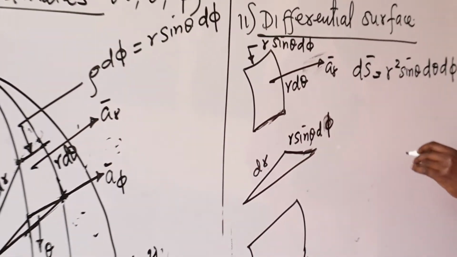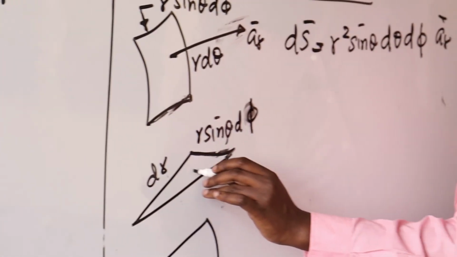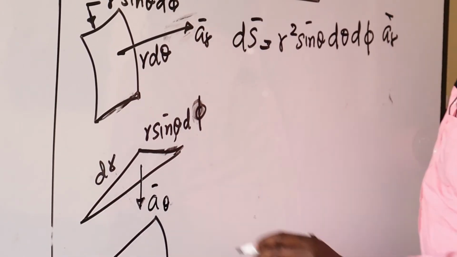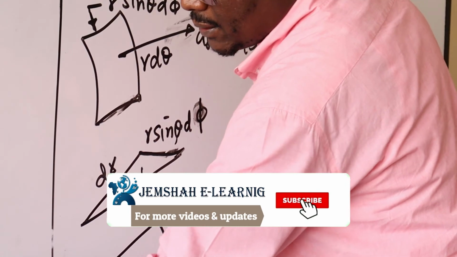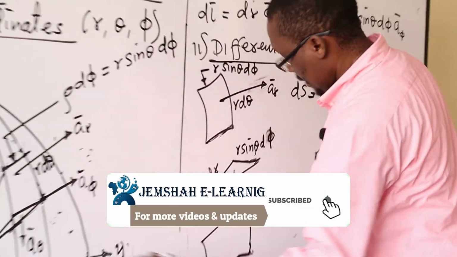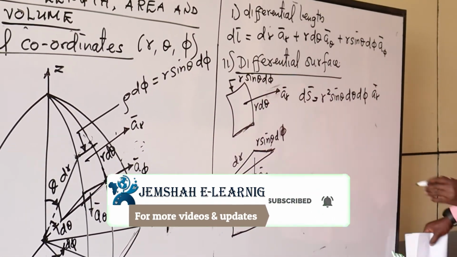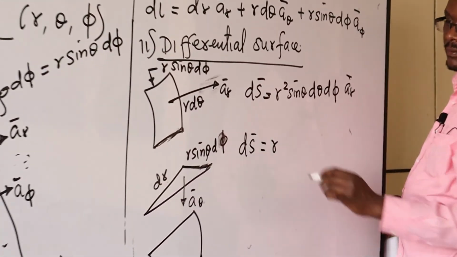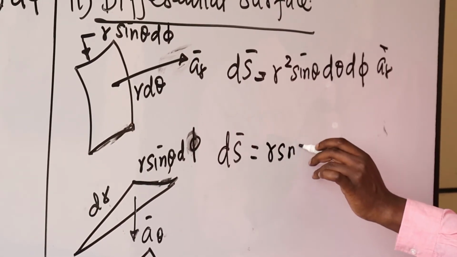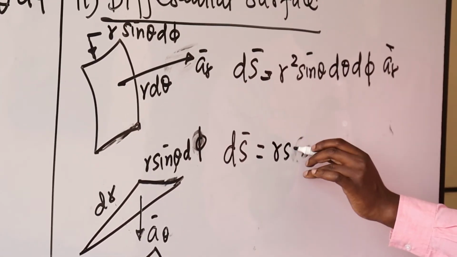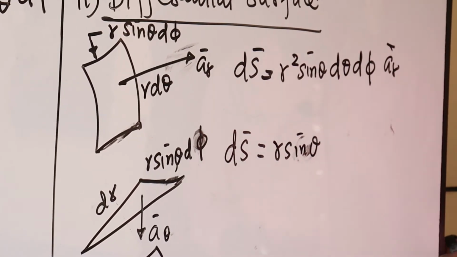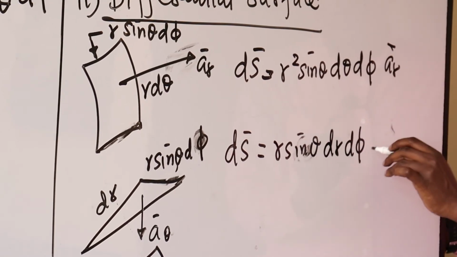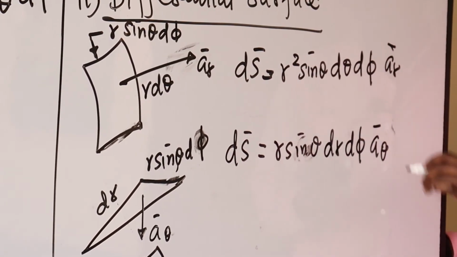Now, if we represent that again, it's the one going down in the A theta direction. Then what are we going to have there? Our dS must be R sine theta dr d phi in the A theta bar direction.